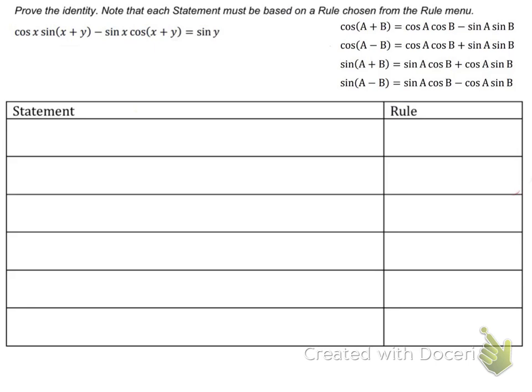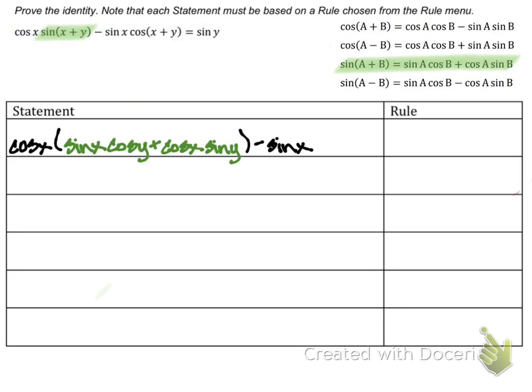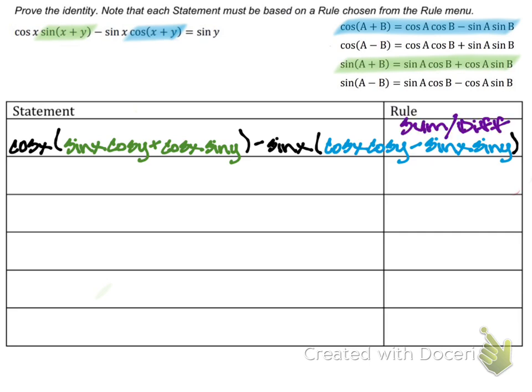So if you look at the identities there, we have our sine of x plus y, which is going to be my green highlighted guy. And then I'm going to plug that in, right? So I have a cosine there, and then I'm using the identity for the green. And then I have a minus sign, and then I'm going to use the blue guy to split that guy up. And my reason there is sum difference. So again, that sum difference is typically going to be our very first step.